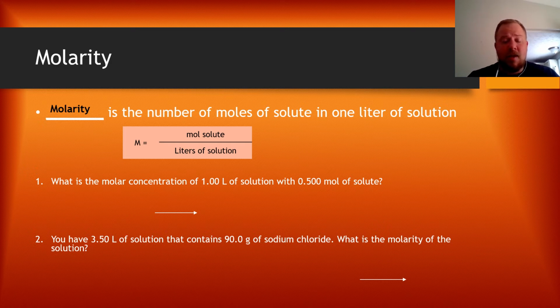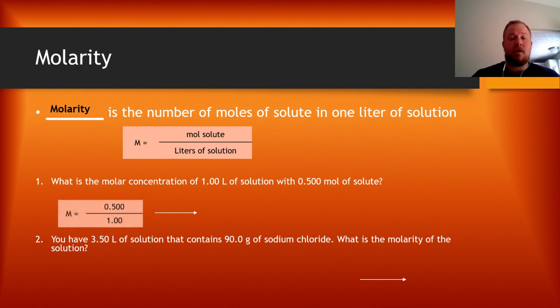So you can see that the equation that goes along with this is molarity, capital M, equals moles of solute over liters of solution. So again, you can see we're dividing by liters of solution. So let's take a look at a problem here. It says, what is the molar concentration of 1 liter of solution in 0.5 moles of solute?